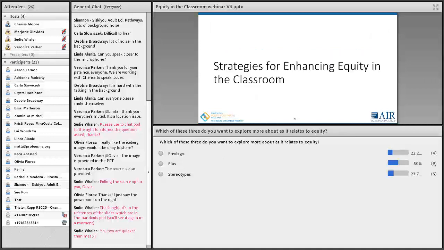So now we're going to look specifically at some strategies in the classroom to enhance equity. And there are 6 strategies that we're going to look at.